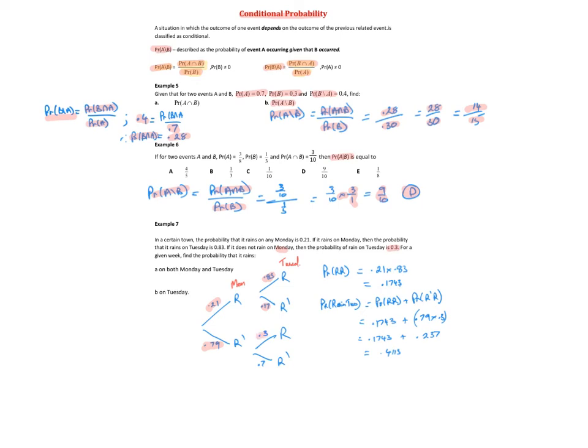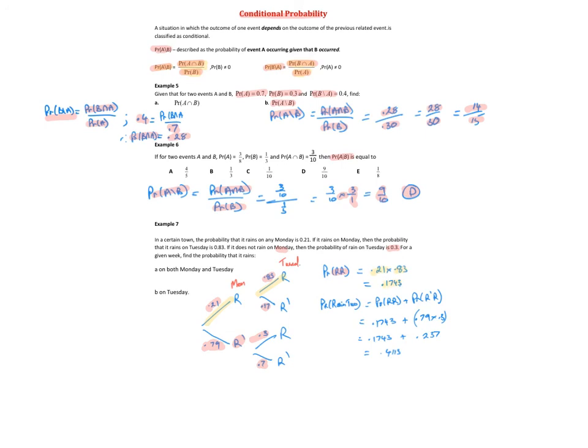If it doesn't rain on Monday, then the probability of rain on Tuesday is only 0.3. So down here to the bottom, if it doesn't rain on Monday, the chance of it then raining is 0.3, which means the probability of it not raining is 0.7. So you notice how the probabilities in that second branch change depending upon what happened in the first branch. That's conditional upon what happened in the first branch or the first experiment. Probability of rain on both Monday and Tuesday: if I follow the rain path, 0.21 by 0.83 on a calculator, 0.1743.